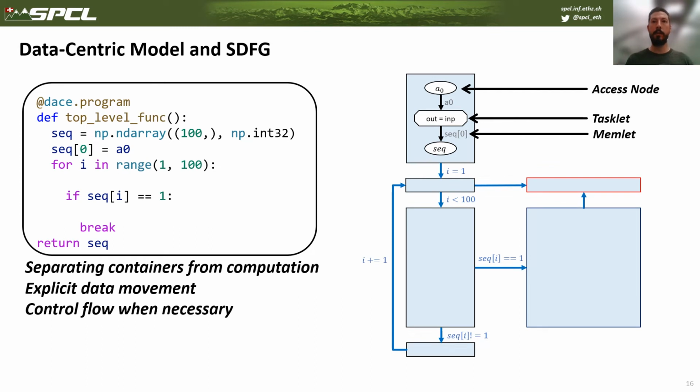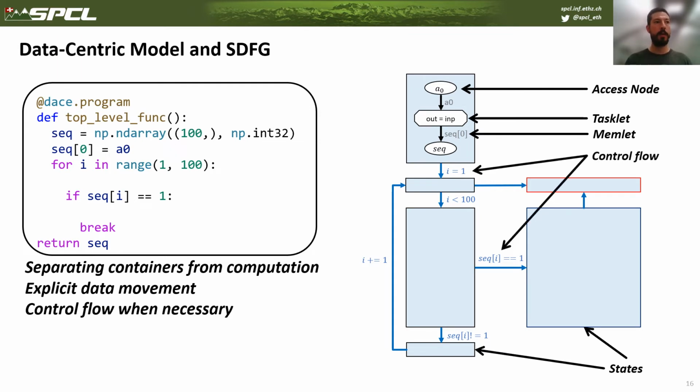However, this is not always enough. Whenever the order of the program execution is not implied by the data flow, we insert explicit control flow. To that end, we encapsulate pure data flow in blue rectangles that we call states, and then we connect these states with edges annotated with the required control flow. Now, in the example program, we can see that we can represent for loops, if conditions, break, and return statements. And you can see on the right how these elements can be represented in SDFG.